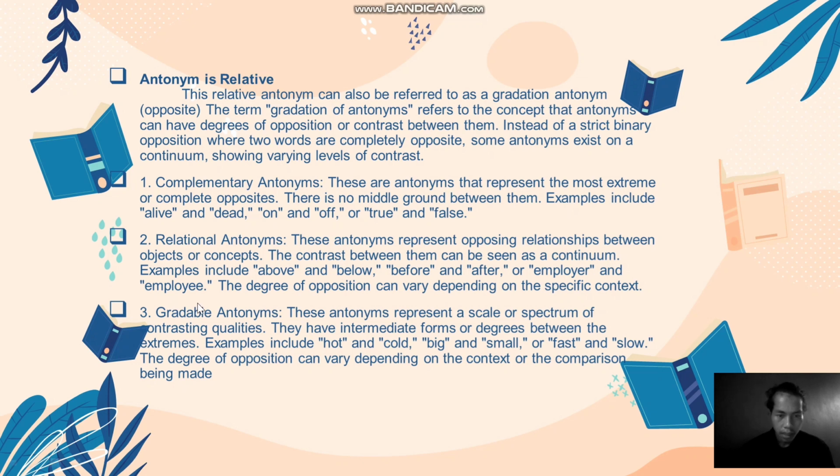And the last one is gradable antonyms. That is a part of relative antonyms. These antonyms represent a scale or spectrum of contrasting qualities. They have intermediate forms or degrees between the extremes. Examples of gradable antonyms are hot and cold, big and small, or fast and slow. The degree of opposition can vary depending on the context of the comparison being made by students.